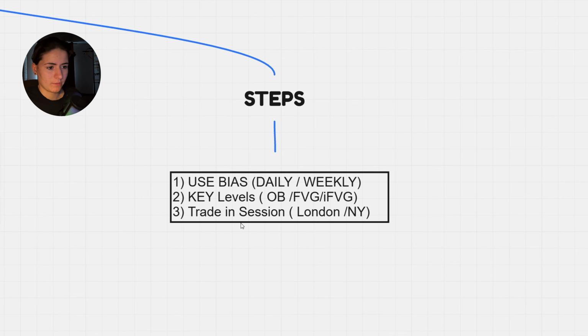So, let's break down the strategy step by step. First, we need to determine the bias, daily or weekly. This step is optional, but it helps to understand the overall market direction if you understand it well. Second, we identify the key levels. That could be an order block, an imbalance area, or maybe an inverted fair value gap. And the third is to open an order during sessions when the volatility in the market is good. Mostly it's the London or New York session.